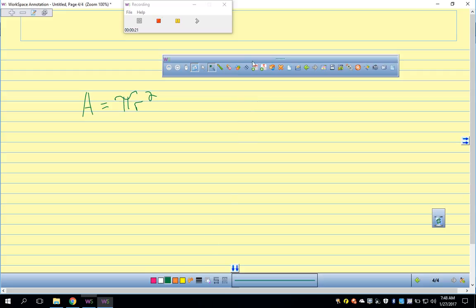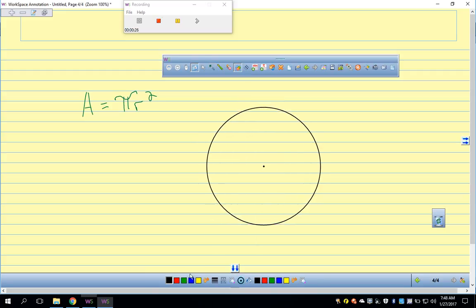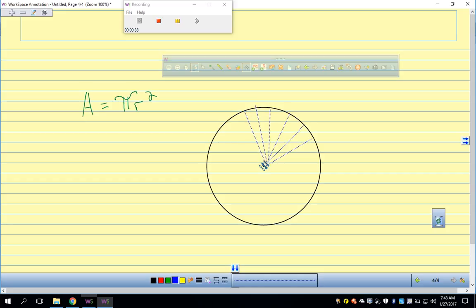If I take a circle and cut it up into pieces, tons and tons and tons of little pieces of pie. Oh, pieces of pie. We have to have pie day in here, right? So say I took this circle and I cut it into all these teeny little pieces, and then I arranged all these little pieces.